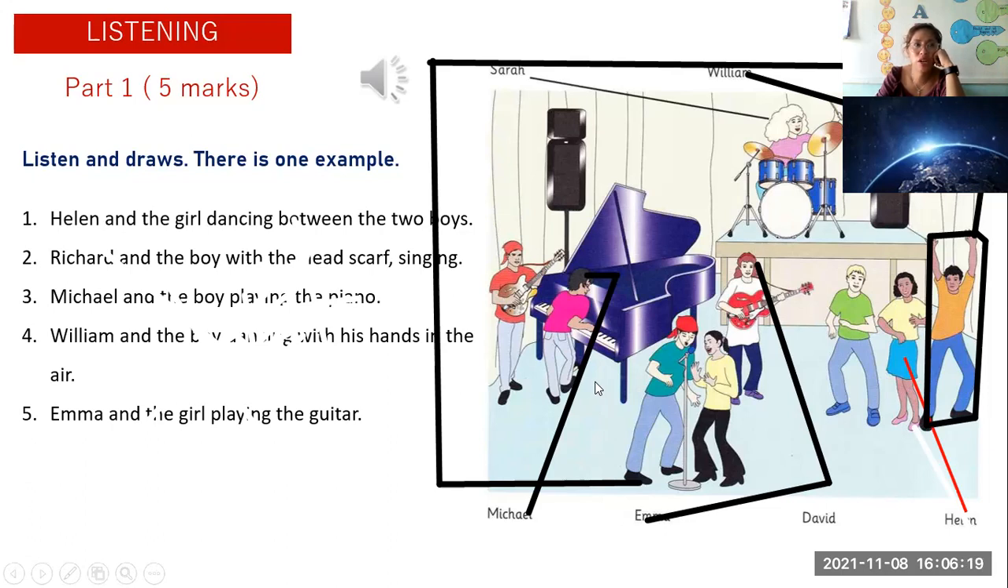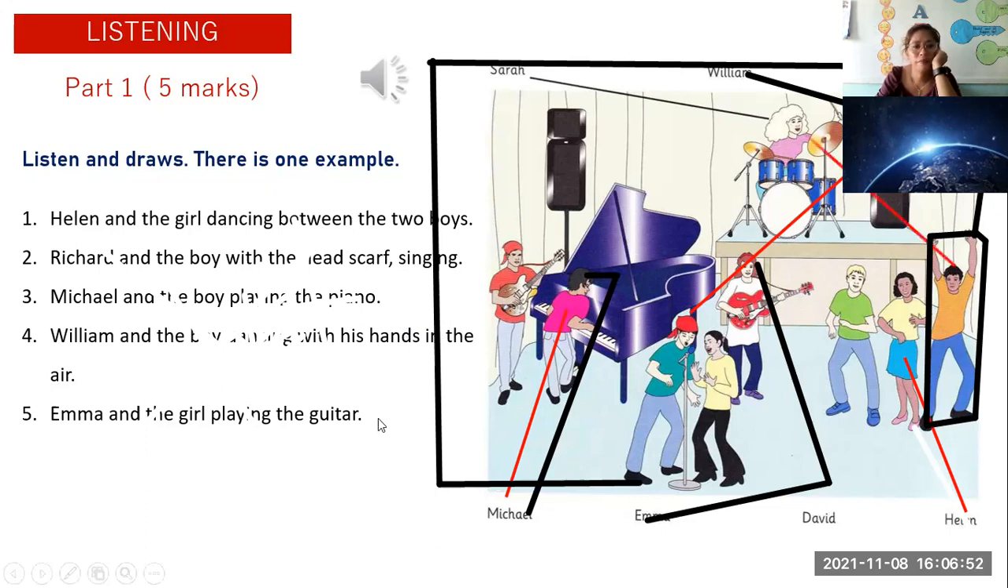And where is Richard? Richard is a boy. Richard is the boy singing. Yeah, he is singing. He has a red scarf on his head. Yes. Okay, very good. Michael, oh, where is he? Very good. What is Michael doing? Michael is playing the piano. Okay, he is playing the piano, teacher Anne.